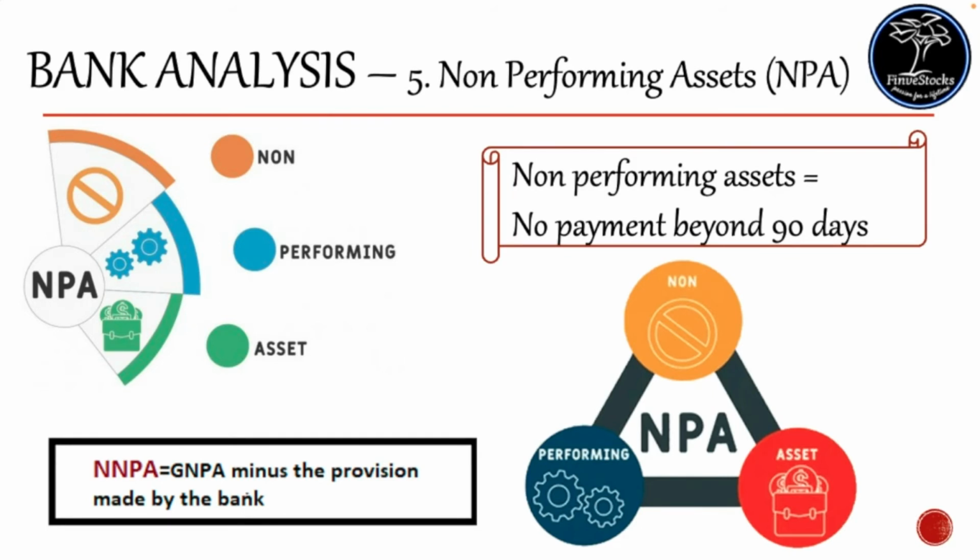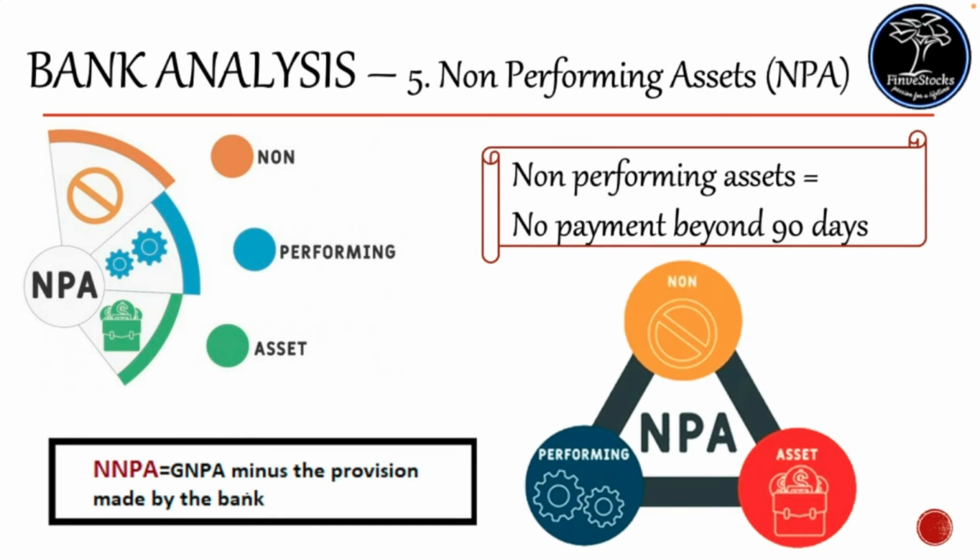Assume Rahul took 1 lakh rupee loan from a bank and he pays the EMI for a certain period. After some period, he stops paying EMI. When the default starts beyond 90 days, it is termed as NPA. Assume out of 1 lakh rupees, he already paid 40,000 rupees. The rest of the amount, that is 60,000 rupees, is the gross NPA.